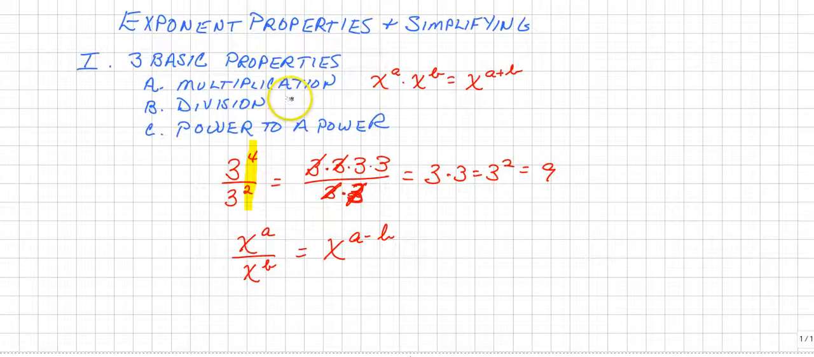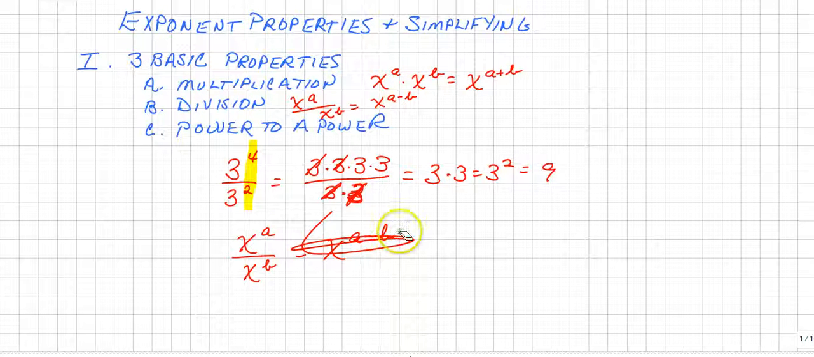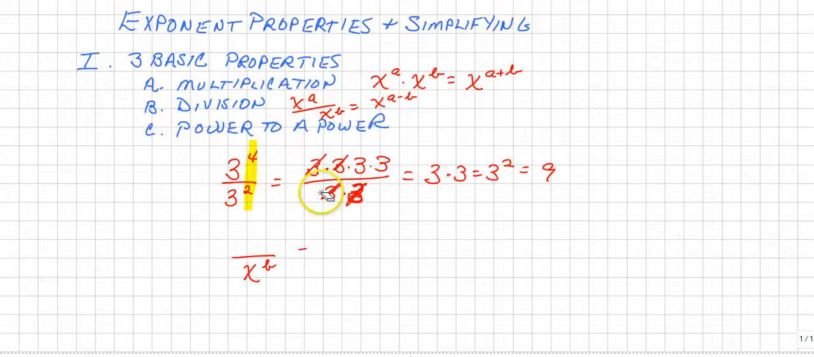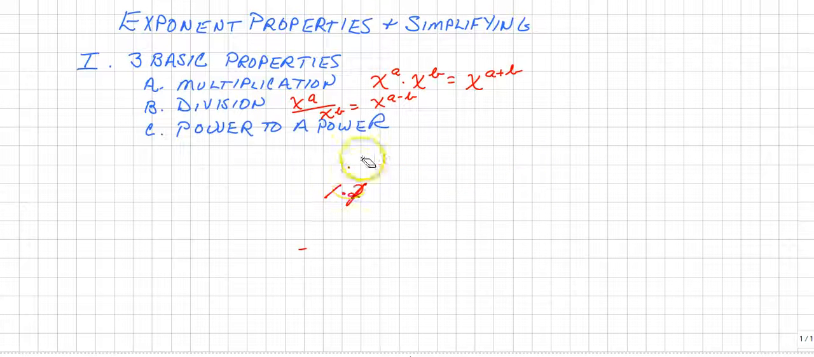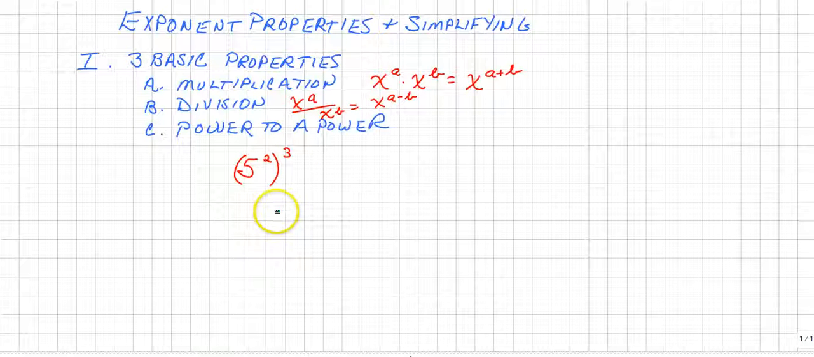So let me squeeze that in up here on our outline. X to the a divided by x to the b equals x to the a minus b. Okay, our third basic property. Let me erase this. Clear some space. Okay, power to a power means, example, let's go 5 to the 2nd to the 3rd. So inside the parentheses we have a power, and outside the parentheses we have a power. So let's deduce this property.